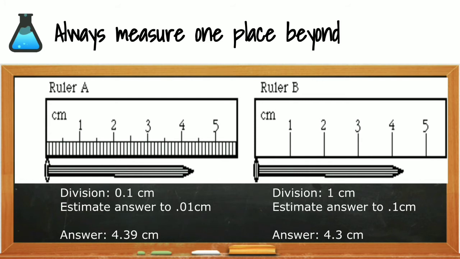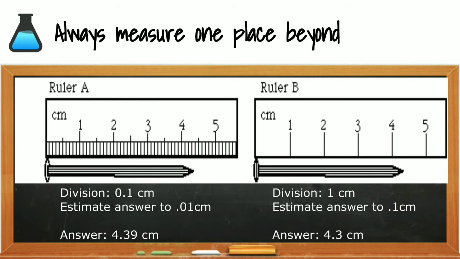So here again, we have rulers. On the left, the rulers include the tenths place, and so our measurement has to include the hundredths place. So this nail has a length of 4.39 centimeters according to ruler A. Now, if you thought it was maybe 4.38, that's also okay because that last digit is an estimate.